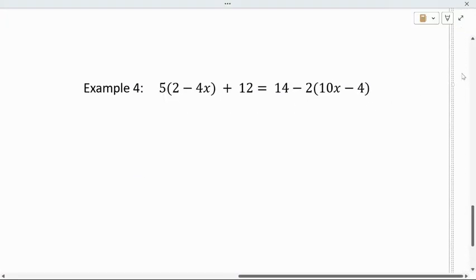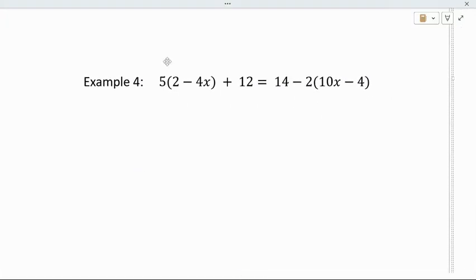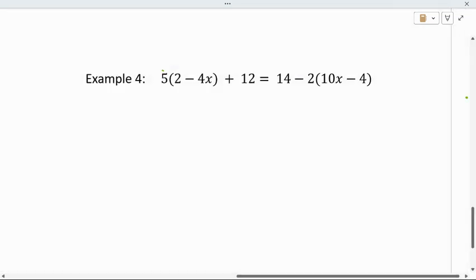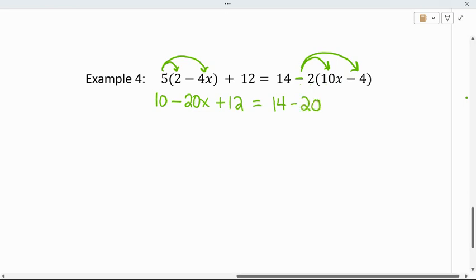So example number 4. Let's do some distributing. We're going to distribute. Remember that's a negative 2 going across there. Distribute. So let's see. 5 times 2 is 10. 5 times negative 4x is negative 20x. Good job. Plus 12 equals, let's see, 14. Negative 2 times 10 is negative 20x. And negative 2 times negative 4 is positive 8. Okay.